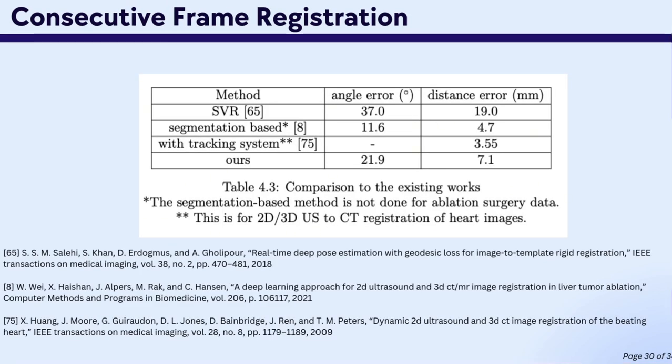This table compares recent studies with our model based on angle and distance error. Even without tracking systems or 3D reconstruction, our model achieves significantly low error rates.